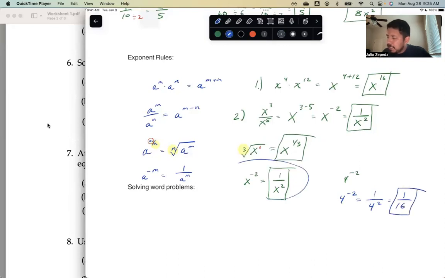I'm not trying to say that this is not useful. It will be useful as we get deeper and deeper into these topics. We will need to rewrite expressions sometimes and work with them in different forms.